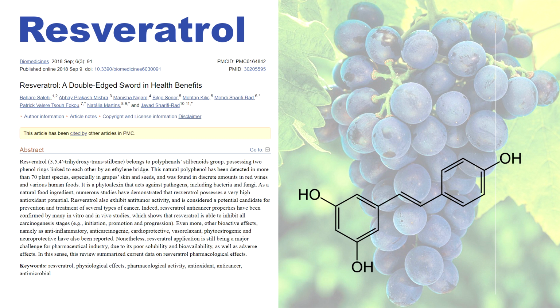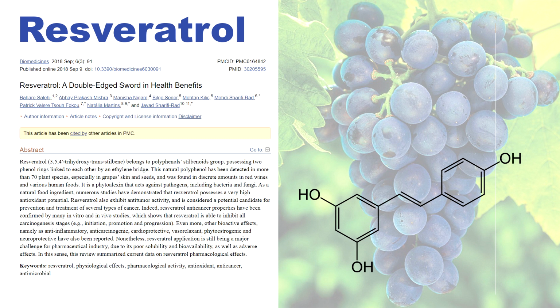Resveratrol would be the plant-based form of that. So for us, the amino acid tyrosine, the plant-based form of tyrosine is resveratrol. And let's see what we got here. Let's get a little bit of details from this article we got. Resveratrol belongs to polyphenols, a stilbenoids group possessing two phenol rings linked to each other by an ethylene bridge. The natural polyphenol has been detected in more than 70 plant species, especially in grape skin and seeds, and was found in discrete amounts in red wines and various human foods.